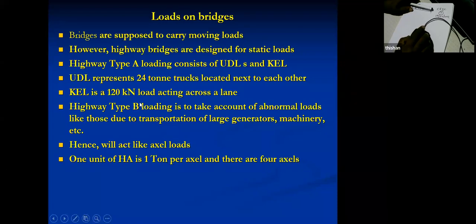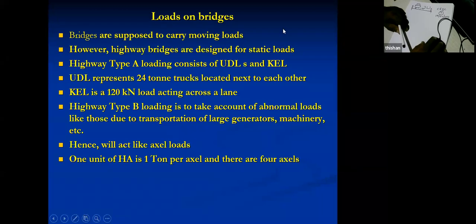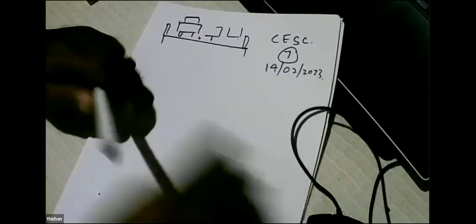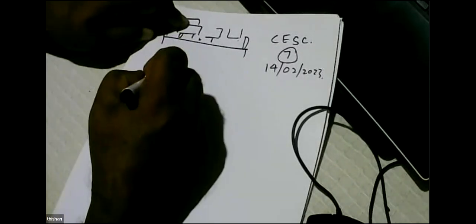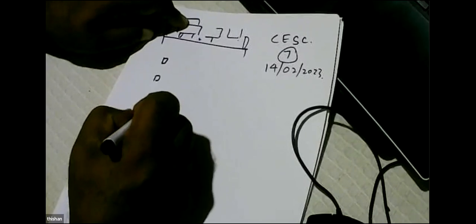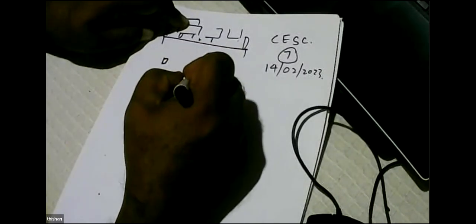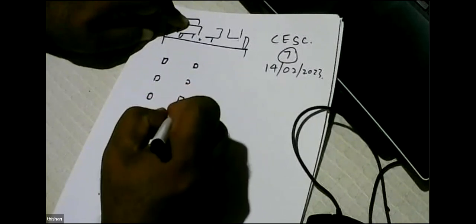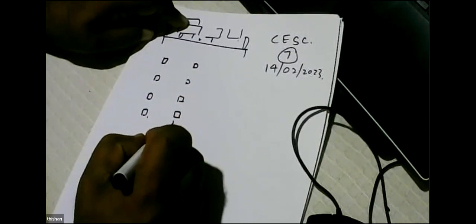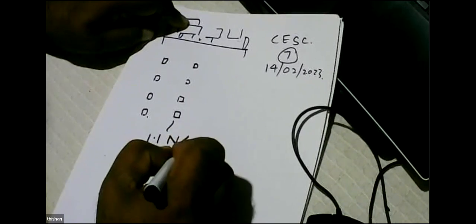But we cannot be doing that type of thing all the time. So when you are designing a bridge, you have to design it for very abnormal loading. Abnormal loading comes with 1 ton per axle, and the number of units can be 25, 30, or 45. It's a vehicle like this, 4 wheels. The contact area of the wheel is such that it will exert a pressure of 1.1 newtons per millimeter square.